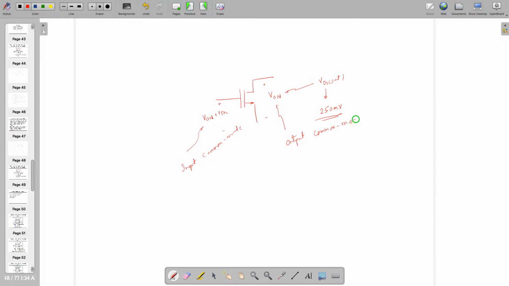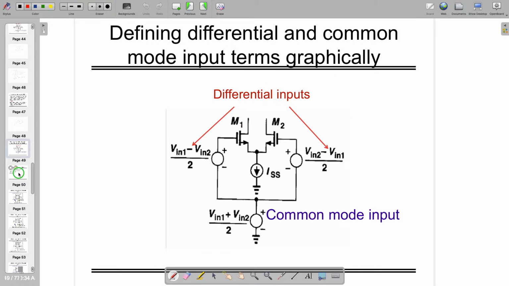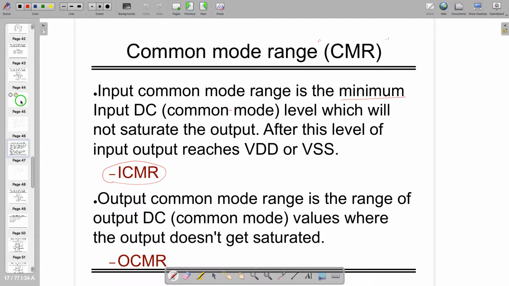Do not worry, we are going to talk in detail about all these input and output common mode ranges, and there will be a separate session on that. Maybe the next lecture will be on how to find the common mode range, but before that there is a most important part: how to find the gain, which is the common mode gain and the differential gain. So the input common mode range is the minimum input DC, whereas the output common mode range is the range of output DC values where the output does not get saturated, right?